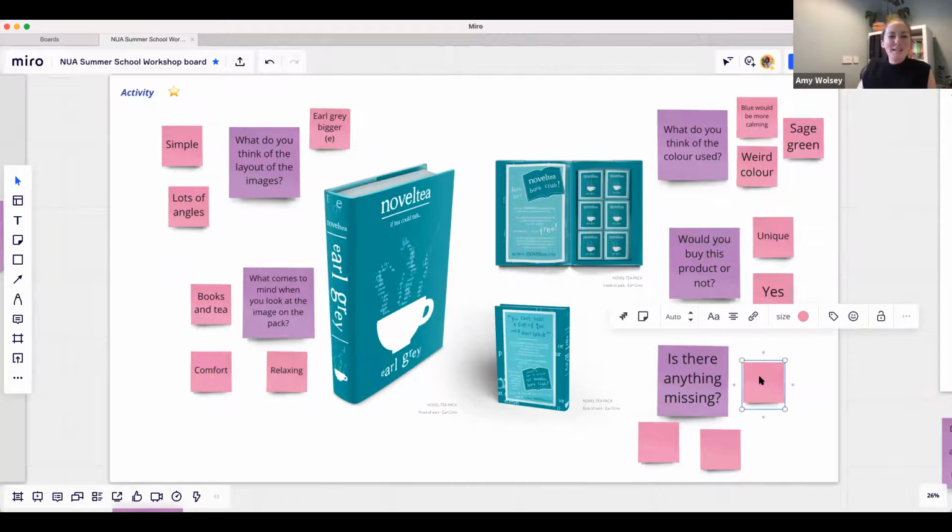And then finally, is anything missing? Think about the layout, think about maybe any of the explanations that are on here. Is there anything missing that you would really like to see?